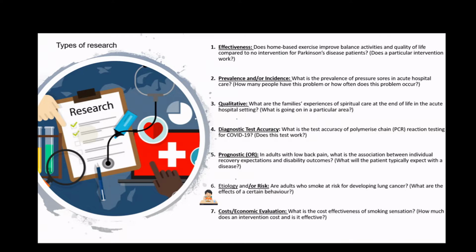And then finally, cost effectiveness. There are more than 7, but by using these types of simple research questions, it allows you to kind of find the relevant research easier, and also helps you to frame the question in the right way.